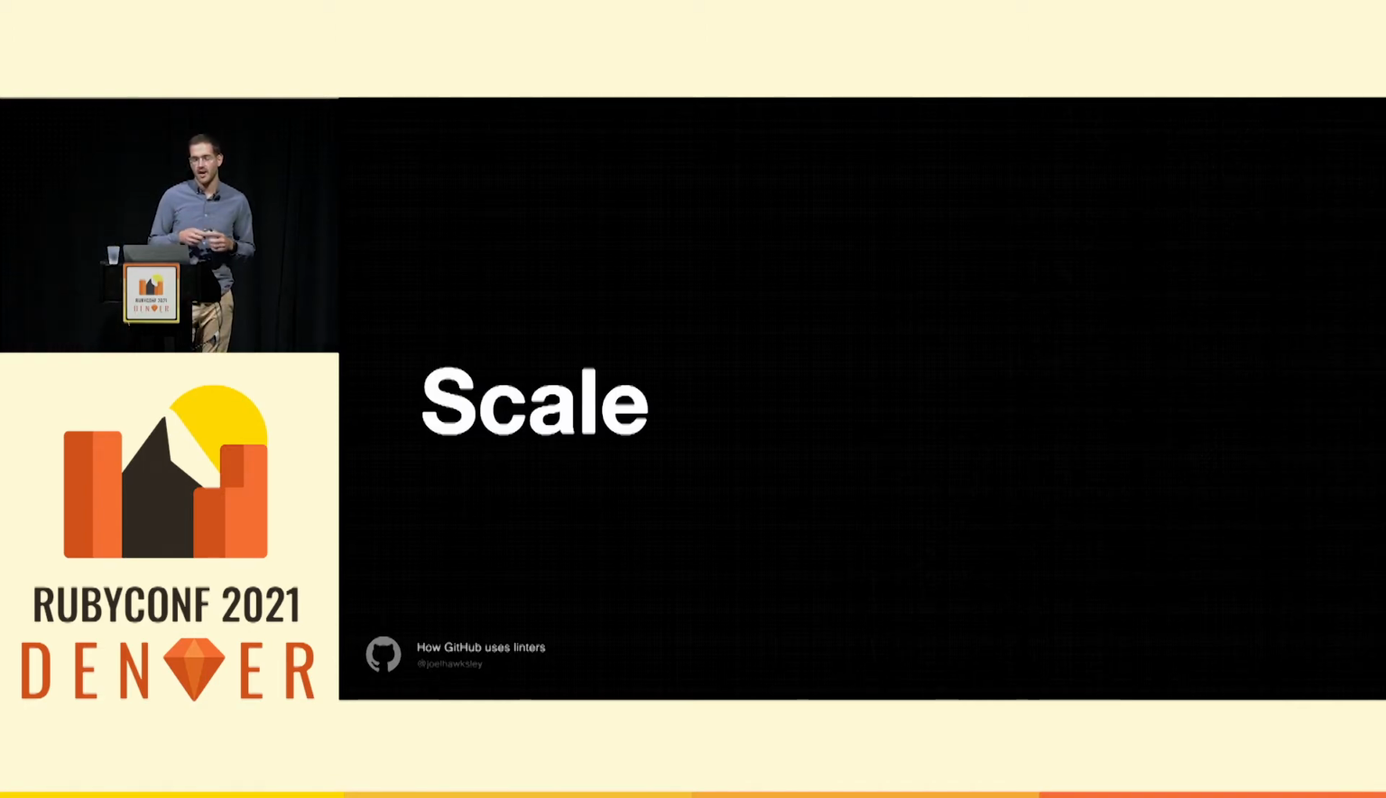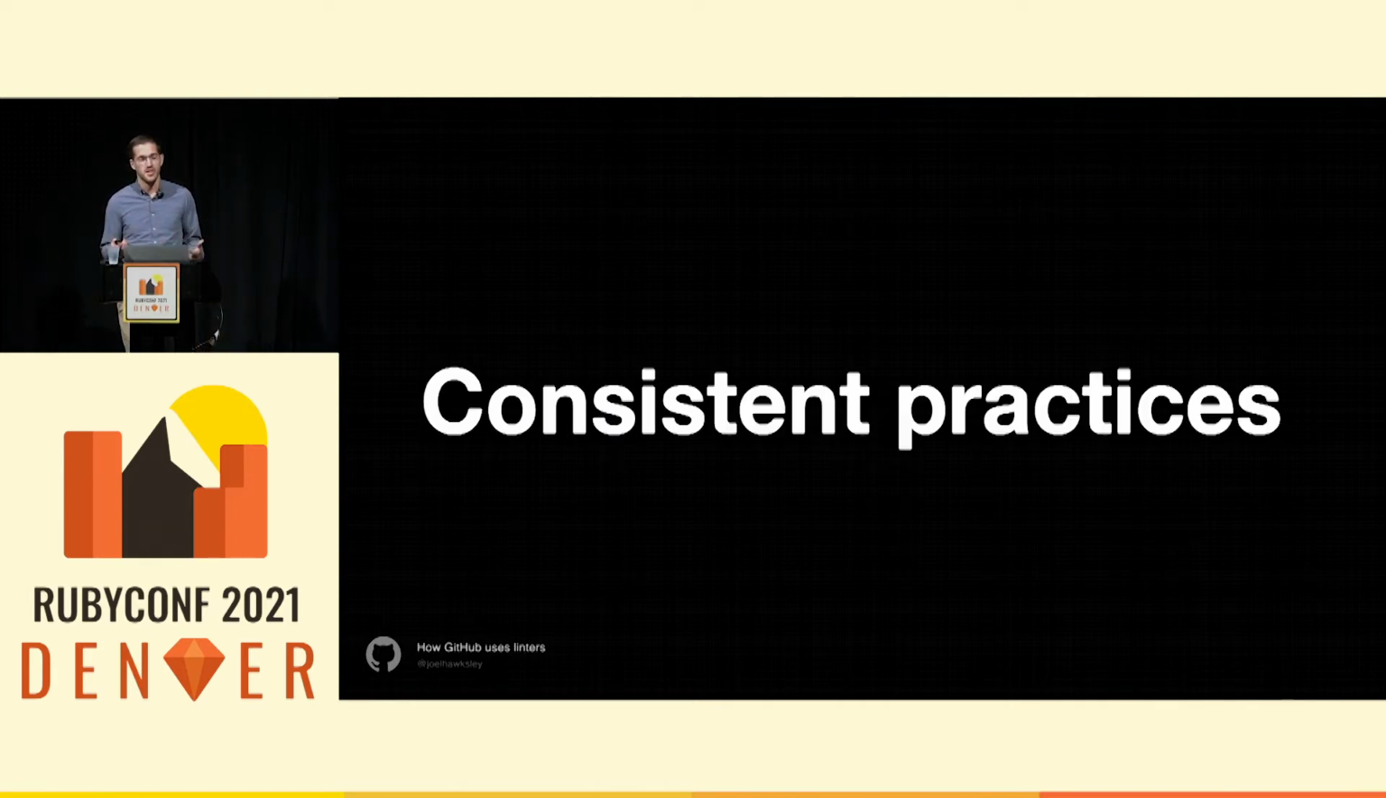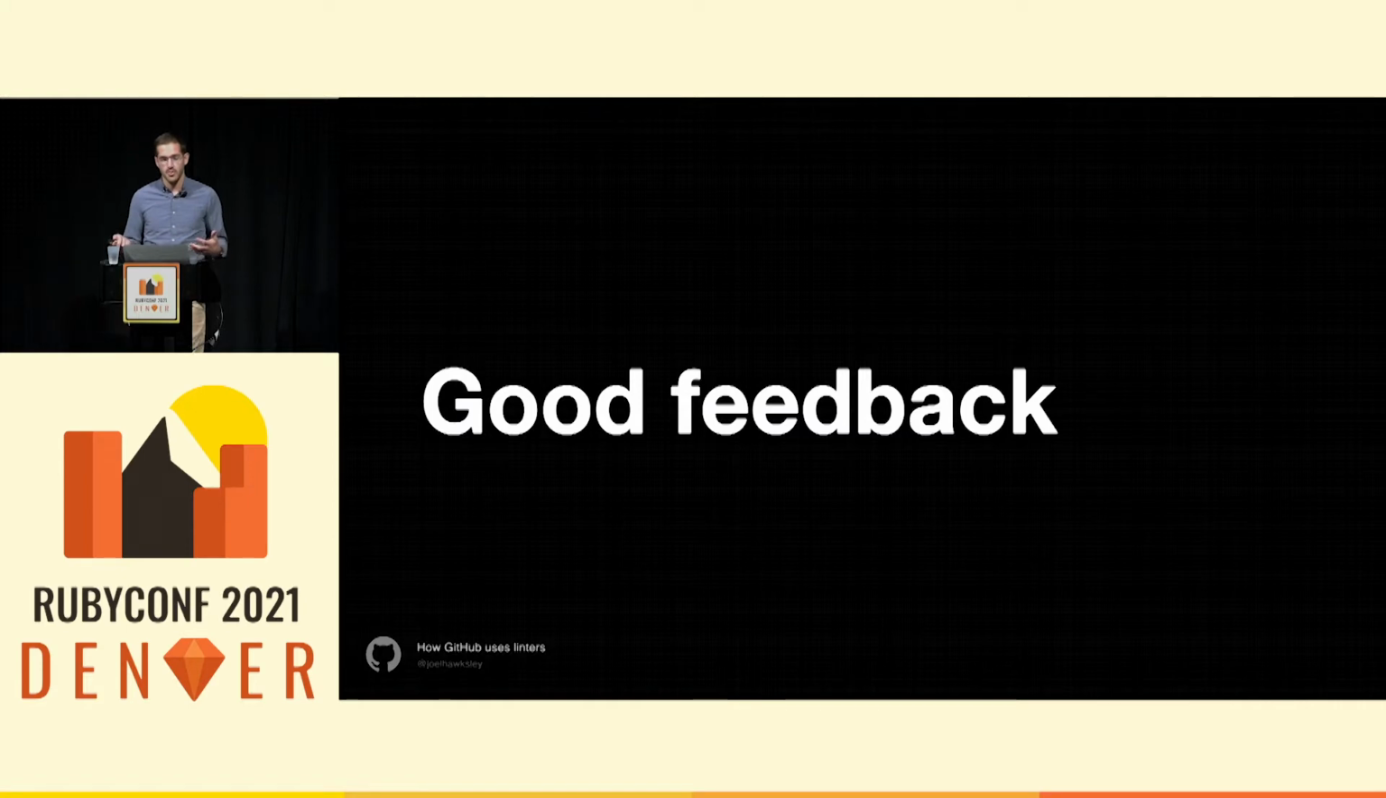So why do we use linters? At GitHub, our scale that I just talked about is a big driver of why we use linters so much. When we have over 1,000 engineers pushing so much code, linters enable us to ensure our code base is held to consistent standards and practices that we care about. But the main reason we write linters is to provide high-quality feedback.